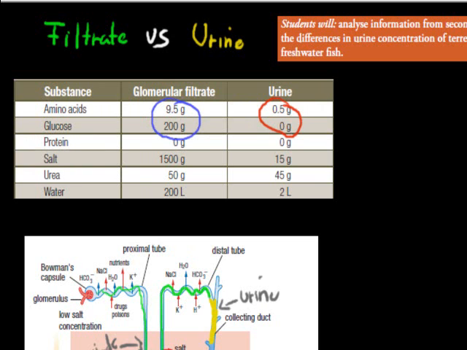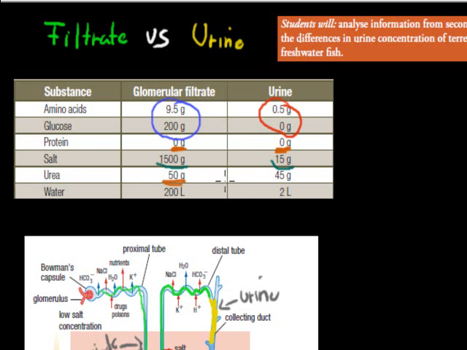Now protein, there is 0 in our filtrate and 0 in our urine. The reason is the molecules were too big. They didn't actually fit into the Bowman's capsule, so there's none to begin with. Salt, we had 1,500 grams, and then we have 15 grams at the end. Remember, sometimes we have too much salt, sometimes too little. So we will always get rid of some, but how much we get rid of depends on if we have too much salt or too little salt in our body.